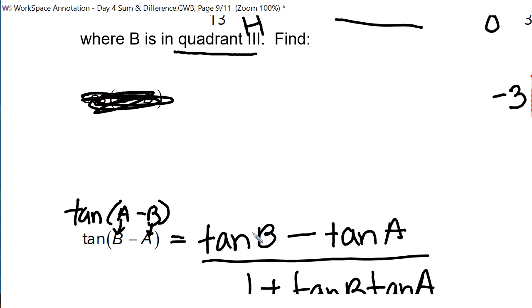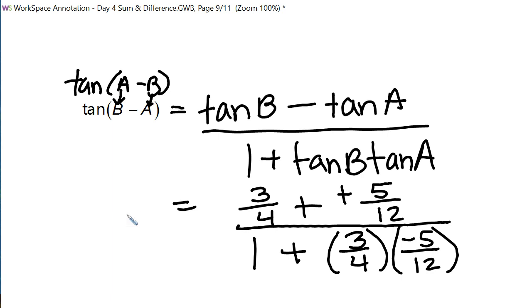Yeah, -5/12. And when we subtract the negative, this will be addition. Then we'll have 1 plus, then we need to multiply those, 3/4 and -5/12. Now in the numerator, in order to add fractions, we'll have to have a common denominator. What's the common denominator between 4 and 12? 12. So in the 3/4, that should be 9/12. 9/12 plus 5/12.